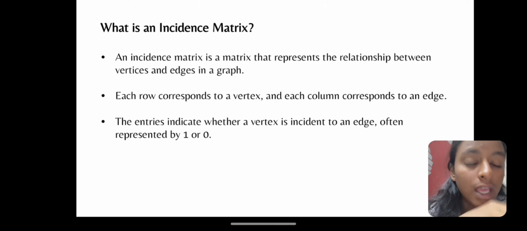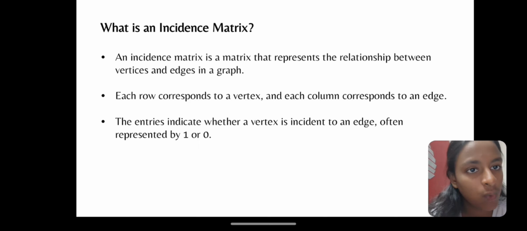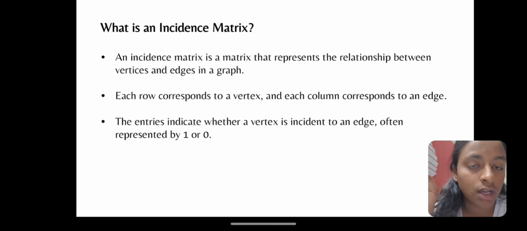But in incidence matrix, we take rows corresponding to a vertex and columns corresponding to an edge. So, for example, if we have 3 vertices and 2 edges connecting the 3 vertices, the order of the matrix will be 3 by 2. The entries indicate whether the vertex is adjacent to an edge, often represented by 1 or 0.